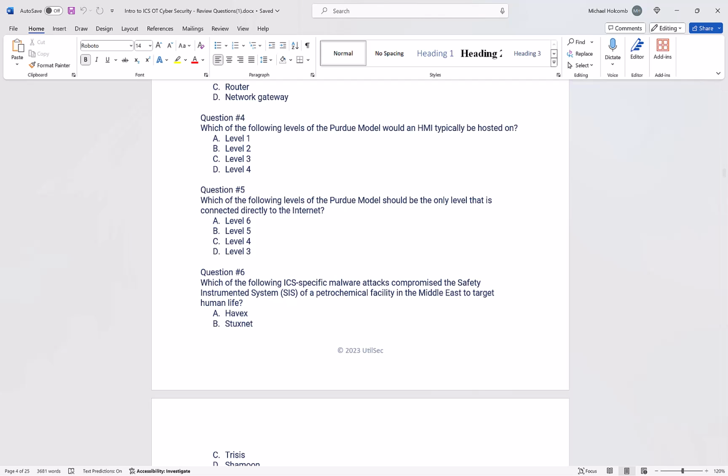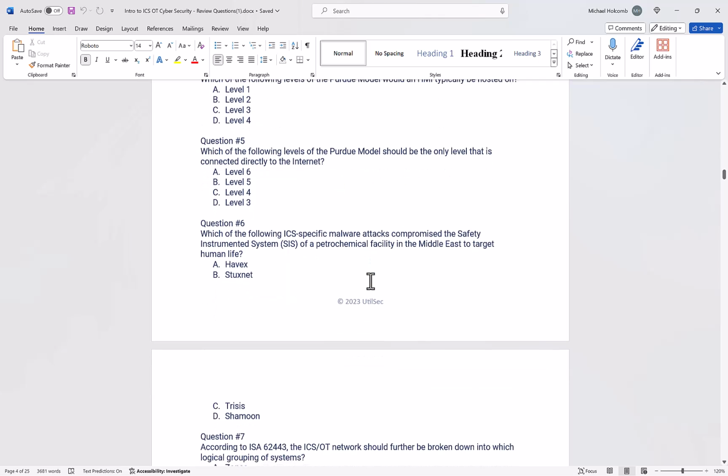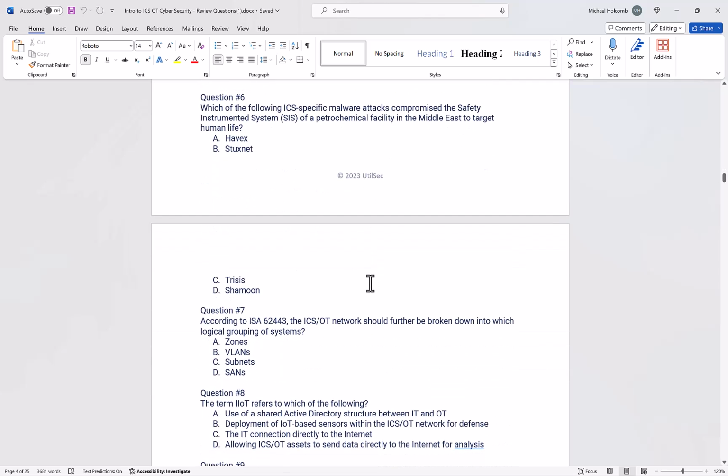Question number 6, which of the following ICS-specific malware attacks compromised the safety instrumented system of a petrochemical facility in the Middle East to target human life? I guess I should move this up. And we talked about it earlier, that was Trisis, where the Russian nation state had come in and had access to the entire environment, including the DCS and the SIS, which was not segmented off. It didn't have its key switches in run mode, and there was a long laundry list of lessons.